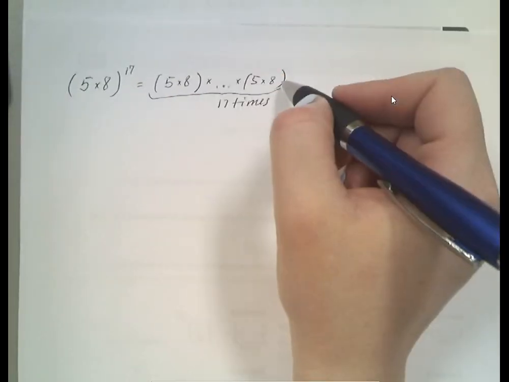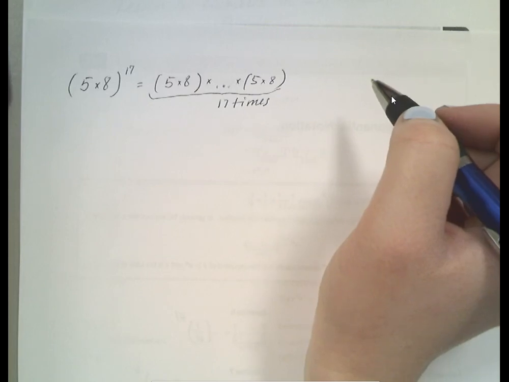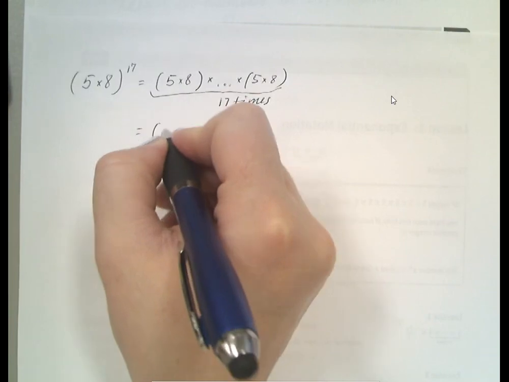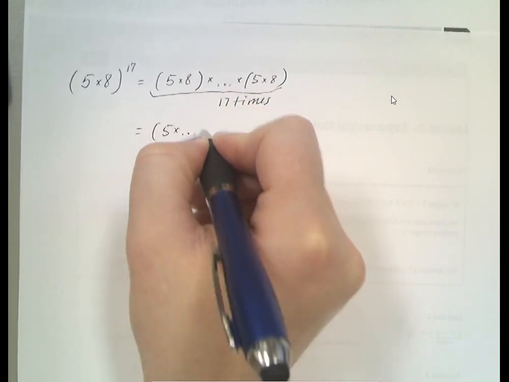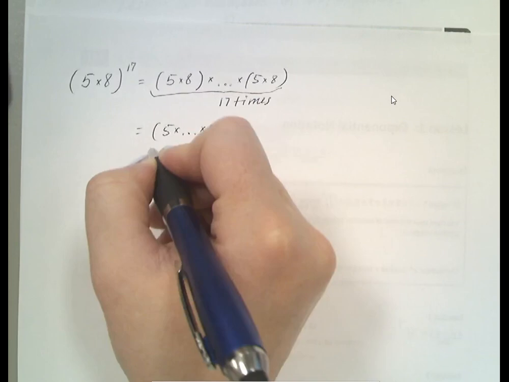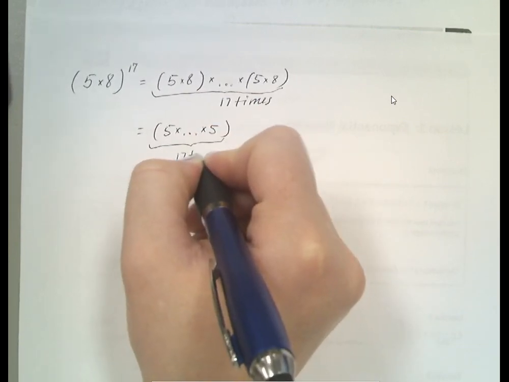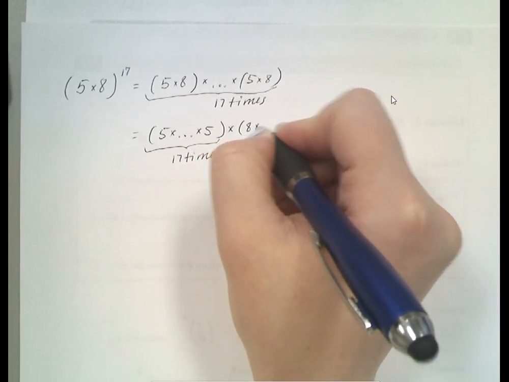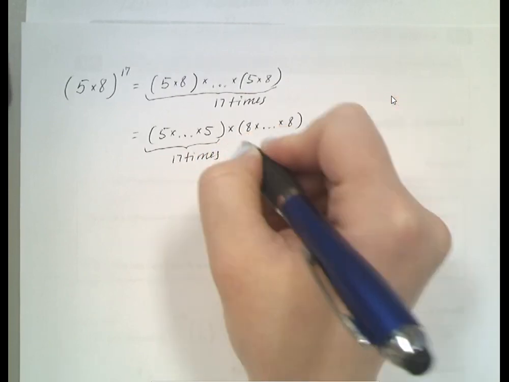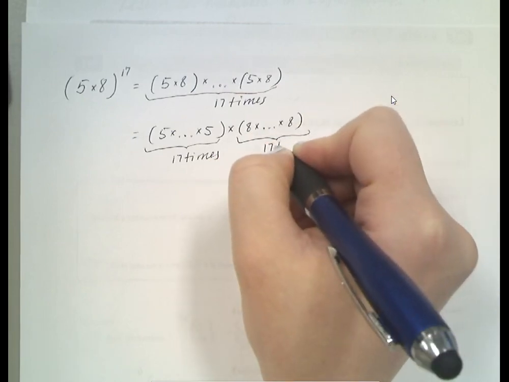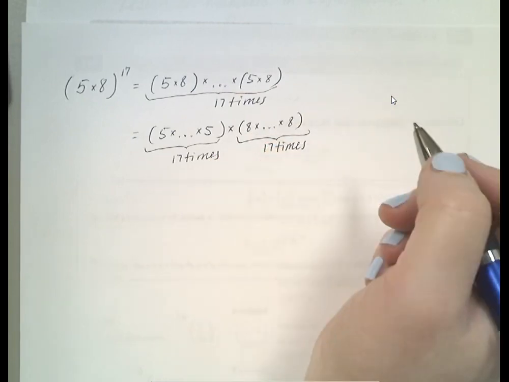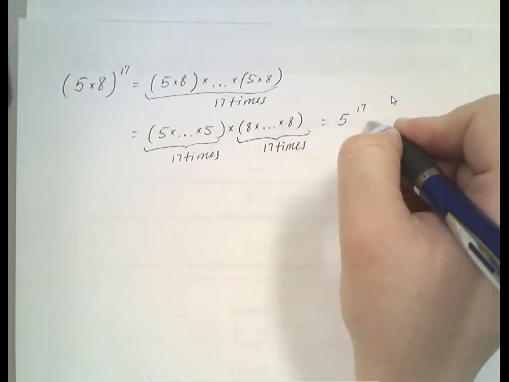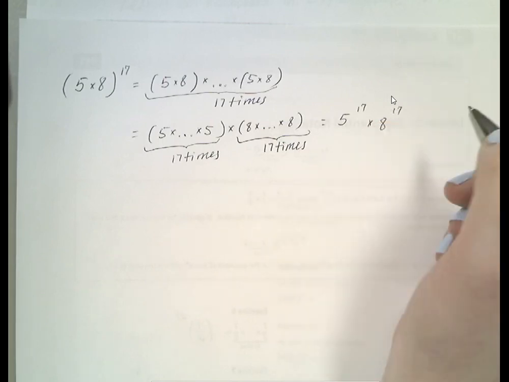Since this is all multiplication, I can use my commutative property to rearrange the numbers. And that will look like 5 times itself 17 times, times 8 times itself 17 times. Okay, that makes it 5 to the 17th times 8 to the 17th.